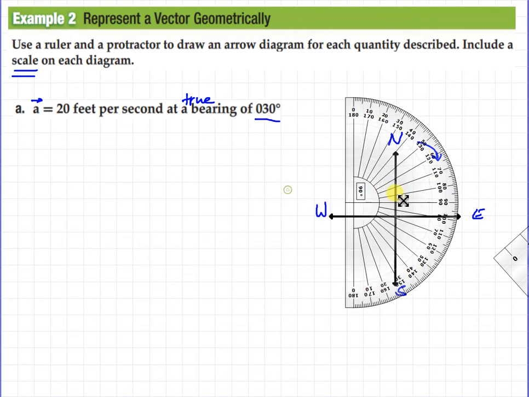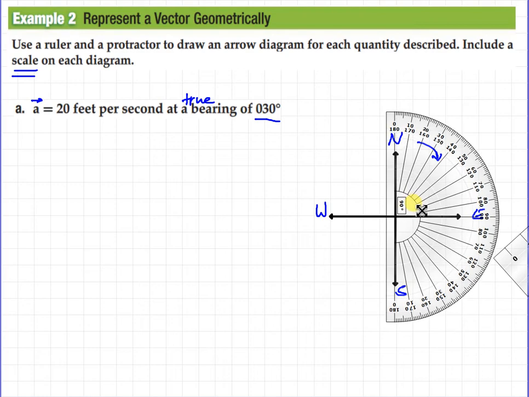This is the 0 up. The 0 is here. Now I go 30 degrees from here: 10, 20, and 30 degrees. I'll just mark a point here for the 30-degree angle. Then I remove this.